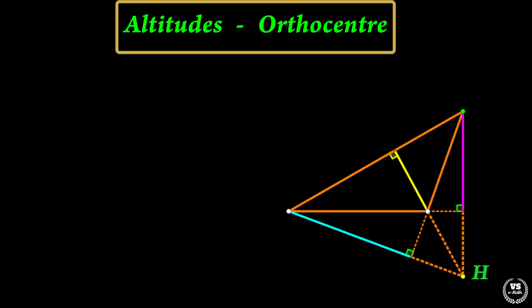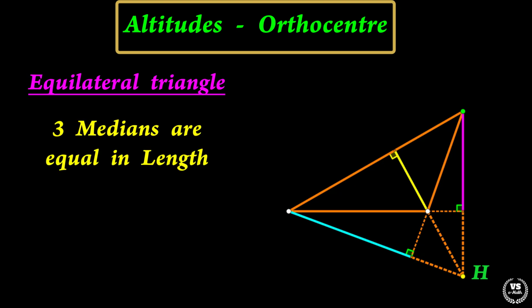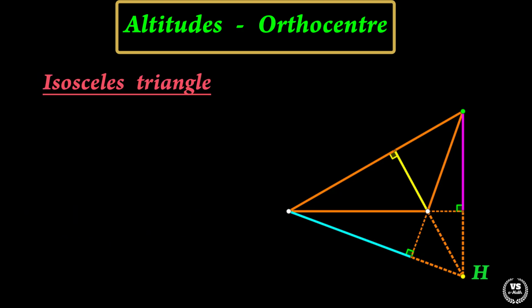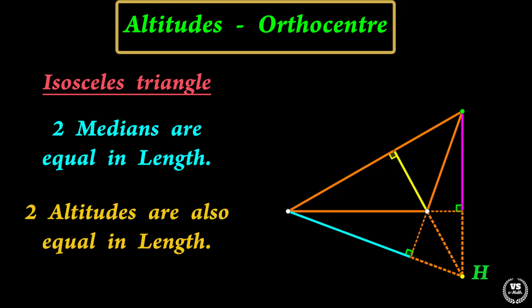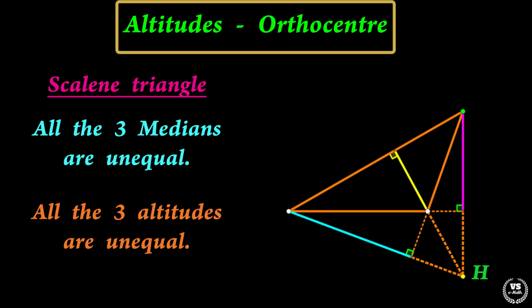Both medians and altitudes have one feature in common. If three sides of a triangle are equal, then the three medians are equal in length. So are the altitudes. If two sides are equal, then two of the lengths are equal. And in a scalene triangle, all the lengths are unequal.